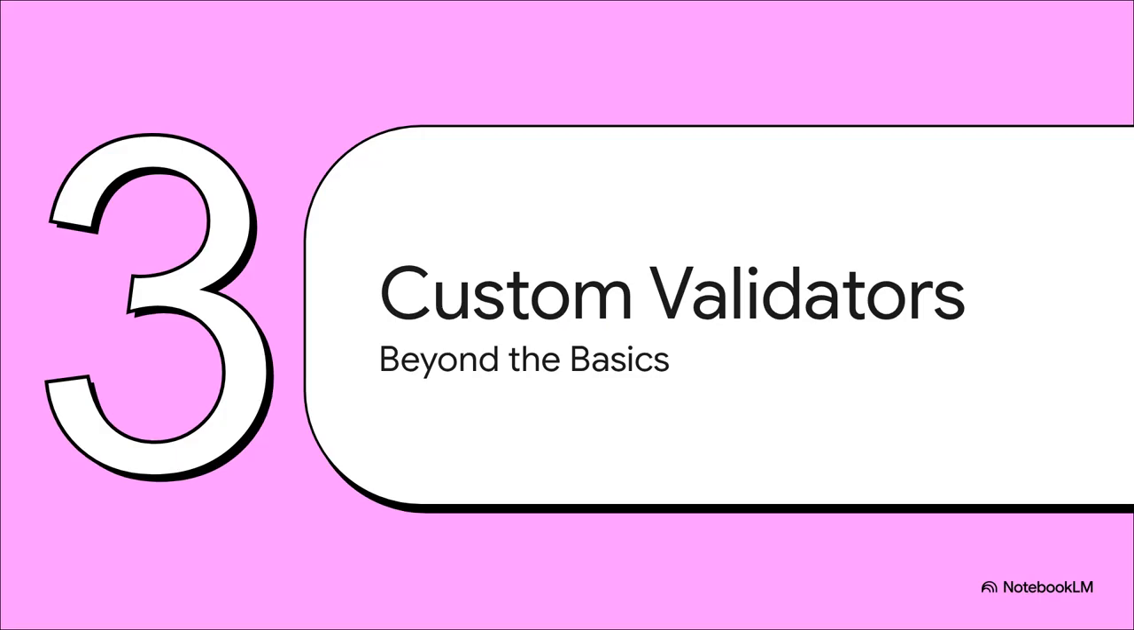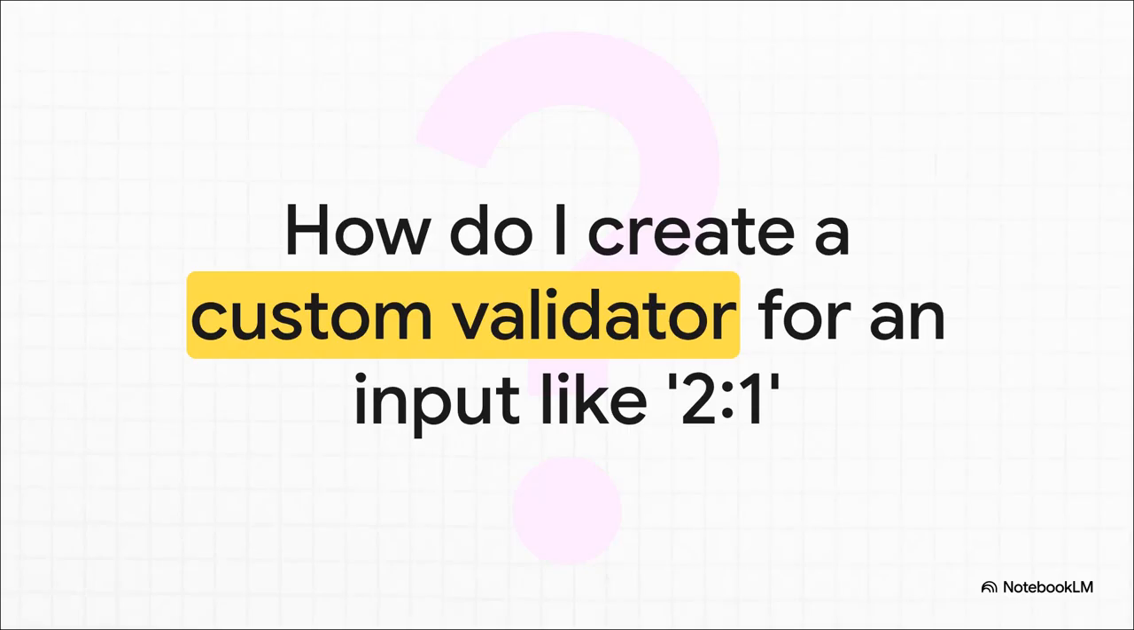Okay, so the built-in stuff is great. But what happens when validators like DataRequired or Email just aren't enough? What if you need to enforce a rule that's totally unique to your app? Well, that's when you have to roll up your sleeves and build a custom validator. This is a classic problem you see all the time. This question from Stack Overflow is a perfect example.